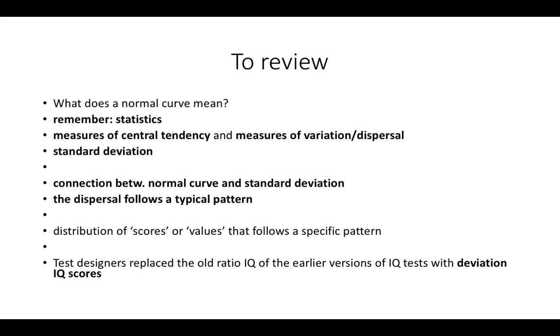At some point, and I'm not sure when, test designers replaced that old ratio IQ, mental age over chronological age times 100, with deviation IQ scores. So where do your scores on a test fall compared to, I am low battery, got to wrap this up. Where do your scores fall compared to that norm group? So that's what a deviation IQ score is. Just plug it in here.